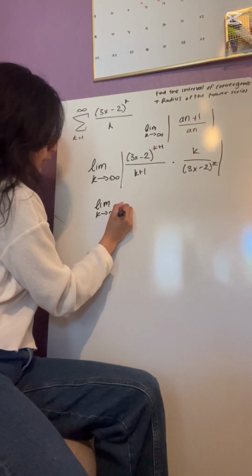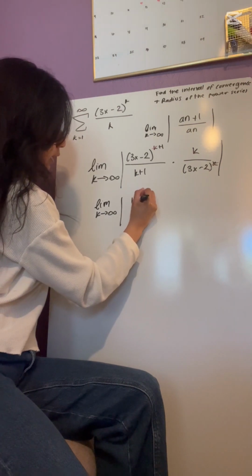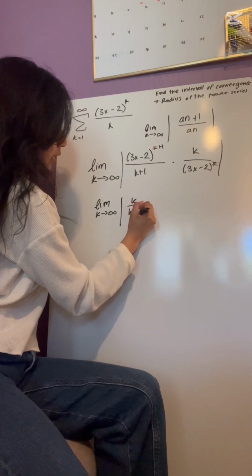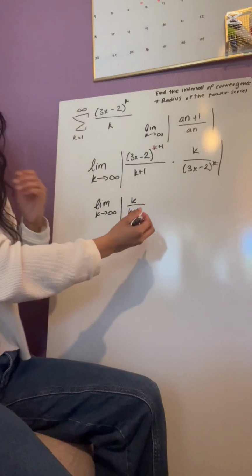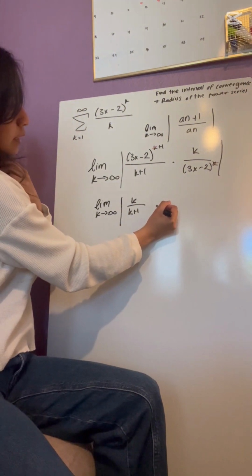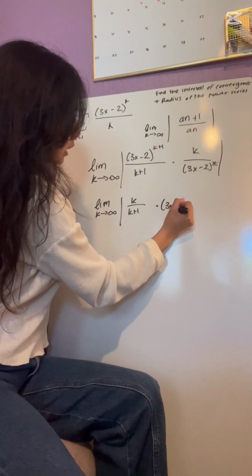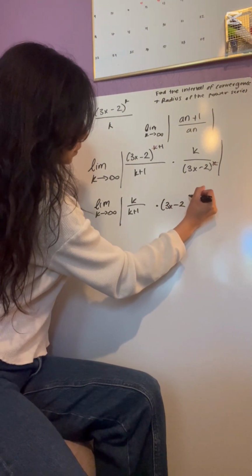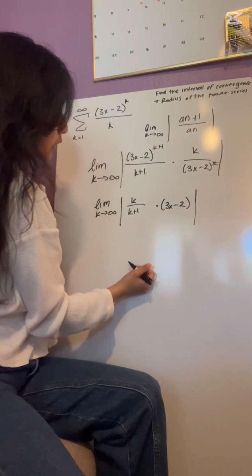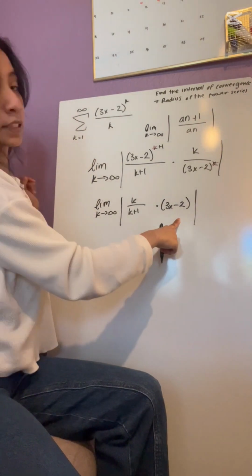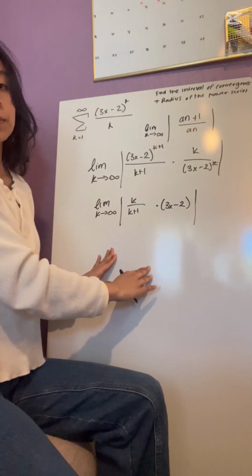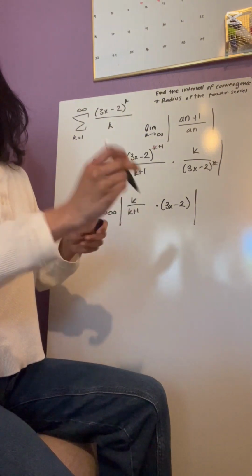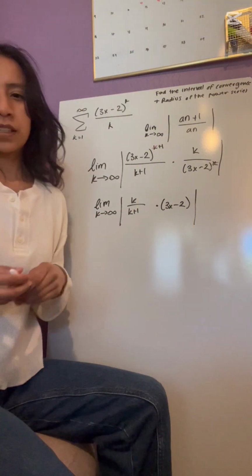The limit as k goes to infinity of k over k plus 1 times 3x minus 2. And I kind of just separated the k's and the x's just to keep them cleaner. And it'll make sense in a while.